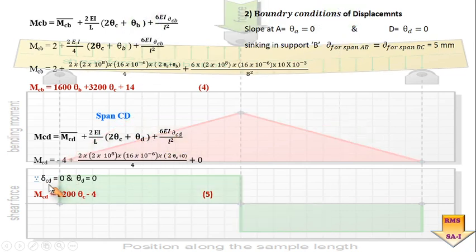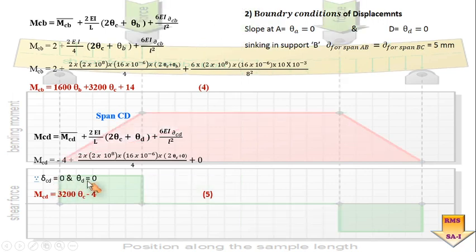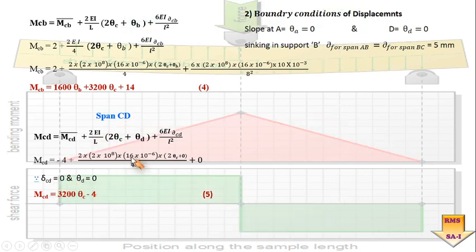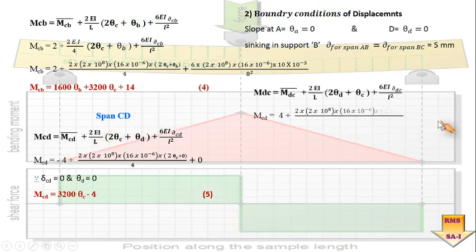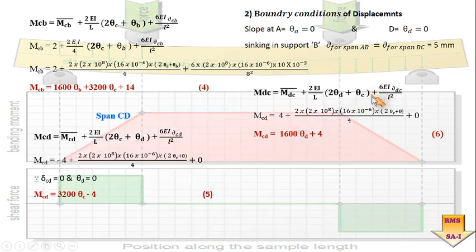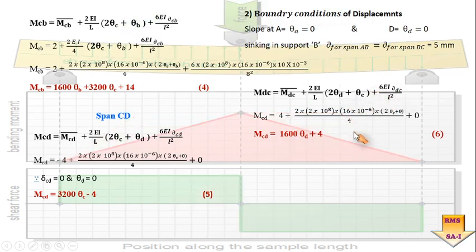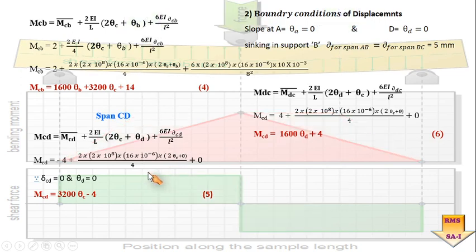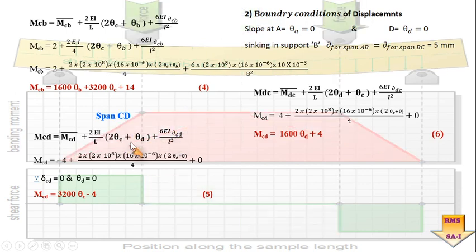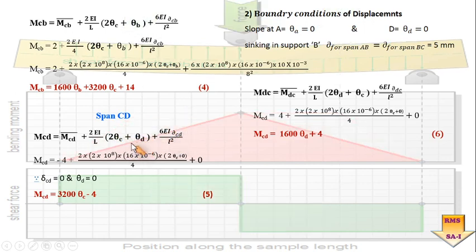So here you got a value of theta C and theta D as a boundary condition. Putting that into the above governing equation, we got equation number 5 for MCD. Similarly for MDC, look at this equation number 6. So putting the boundary condition and the value of delta for that individual span, we got equation number 6. So right now we have got six equations which are in terms of the deflection or the value of delta and the slopes occurring at points A, B and C.